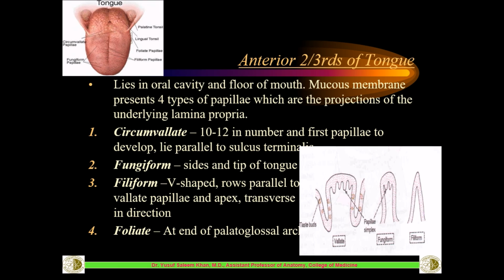Then there is also a fourth type, which is called the foliate papillae, and this is especially at the end of the palatoglossal arch. They are small papillae. These are called the foliate papillae. Here you can see a few papillae which are present at the sides, especially at the end of the palatoglossal arch. Those are called the foliate papillae.